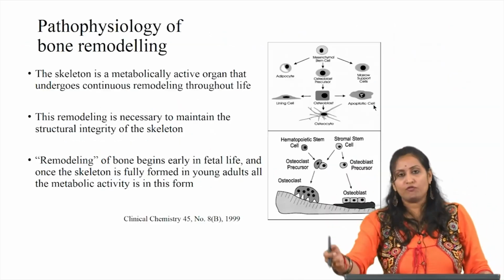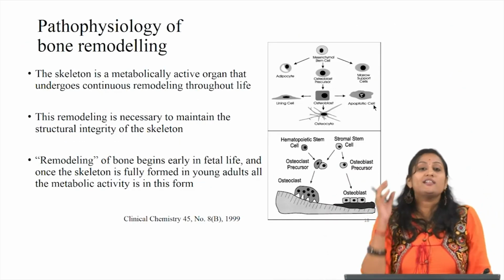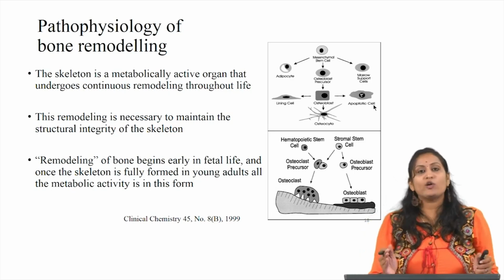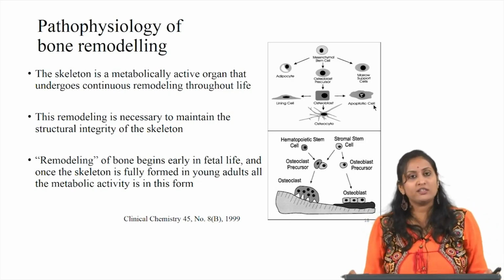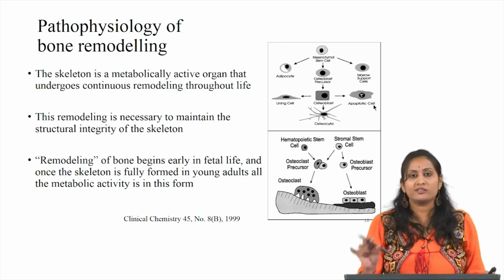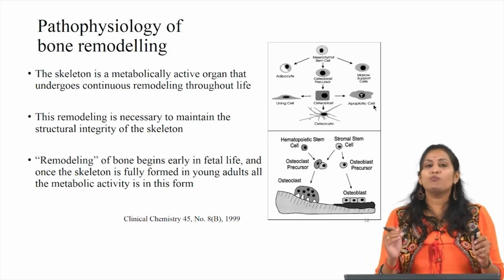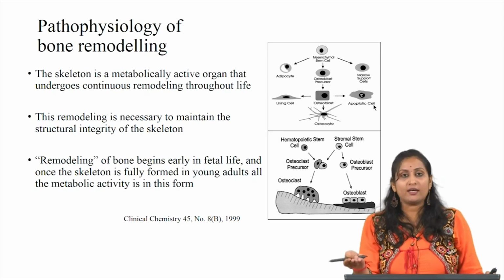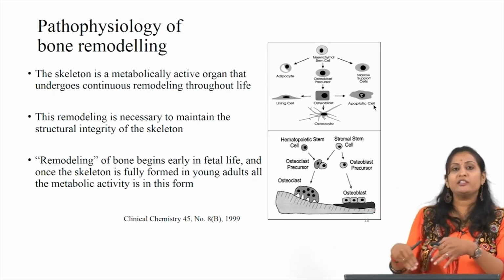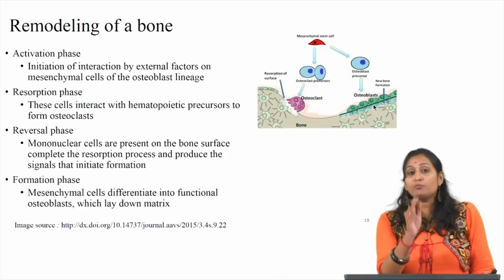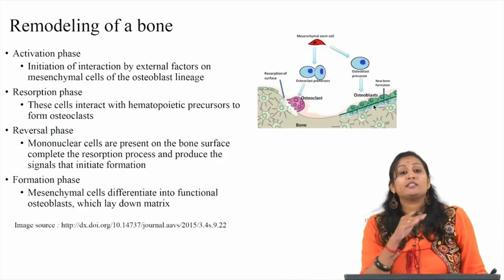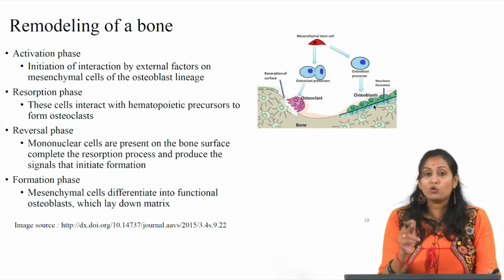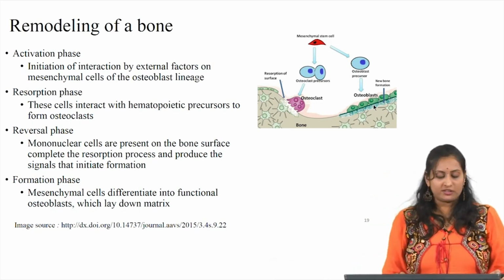Then the remodeling of bone takes place. We know that the skeleton is a metabolically active organ that undergoes continuous remodeling throughout life. This remodeling is necessary to maintain structural integrity as well as the mineral concentration within the matrix. Remodeling of bone begins at the early fetal stage and continues once the skeleton is fully formed in young adults. This remodeling consists of a series of highly regulated steps which involve the interaction of two cell lineages.